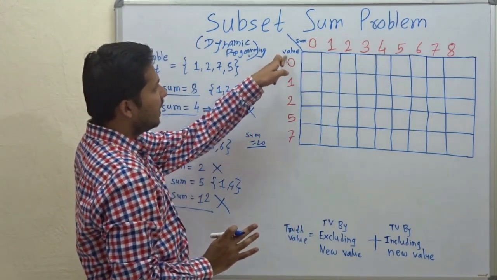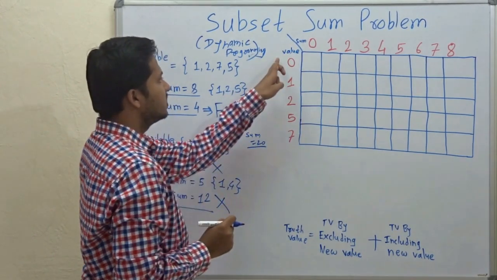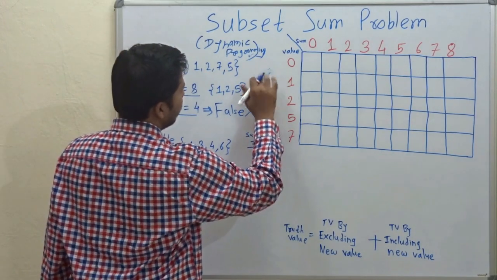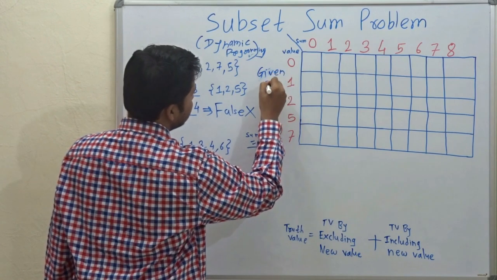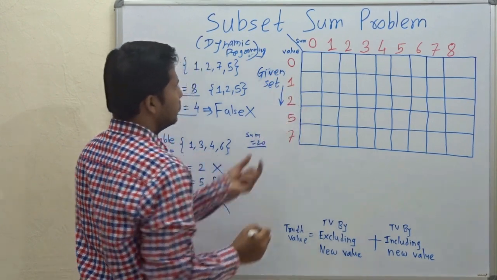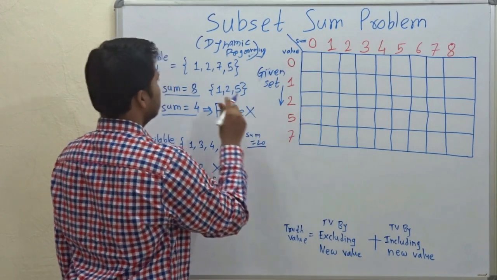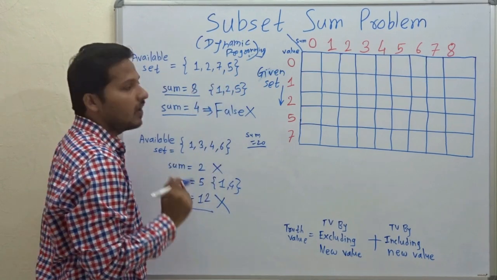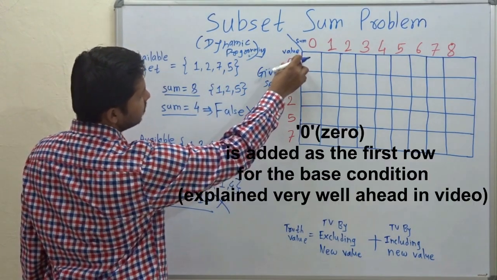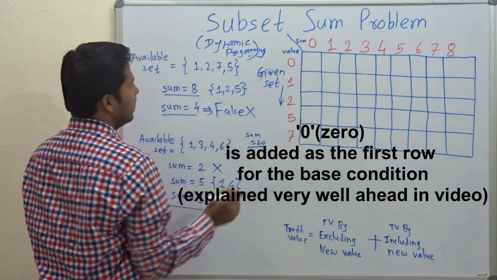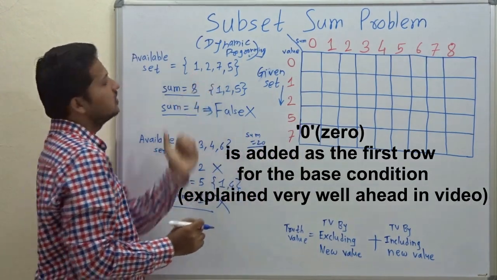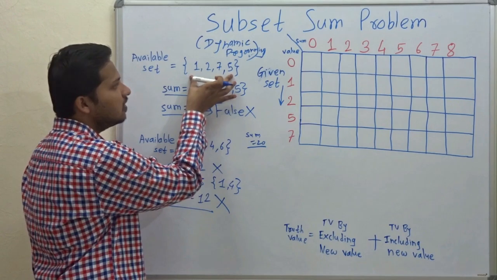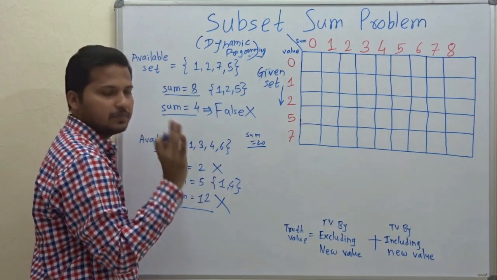And the value here in the row, which is the value from the set, given set. These are the values from the given set. So they are written here. See, for this problem 1, 2, 7 and 5 are the values. So I have written 0, 1, 2, 5 and 7. I have sorted these values and then I have written them for the rows after sorting the given available set.